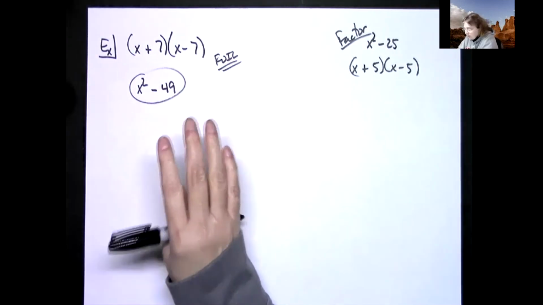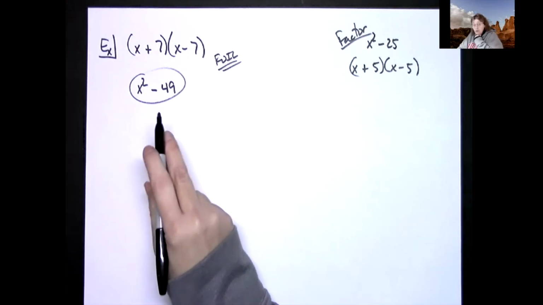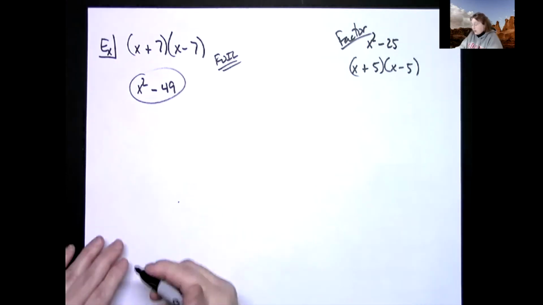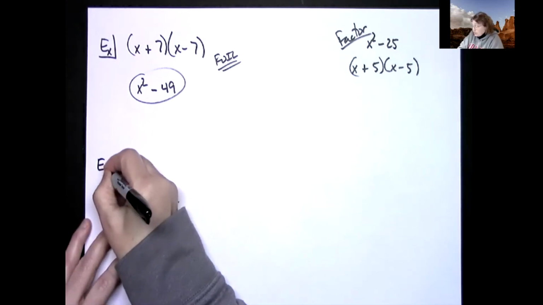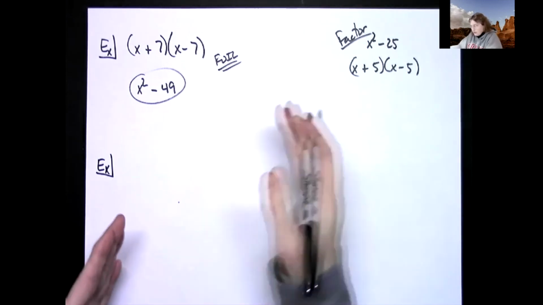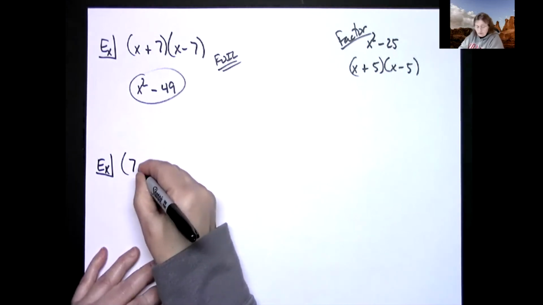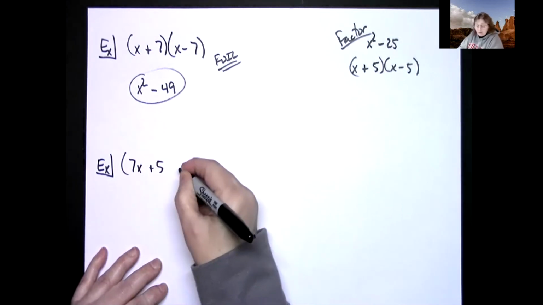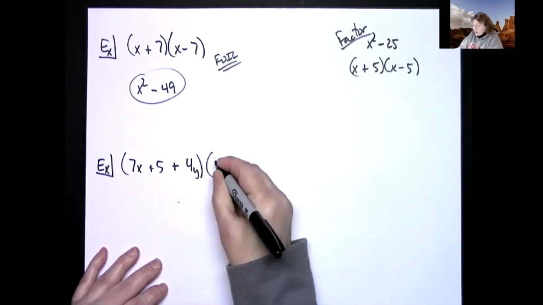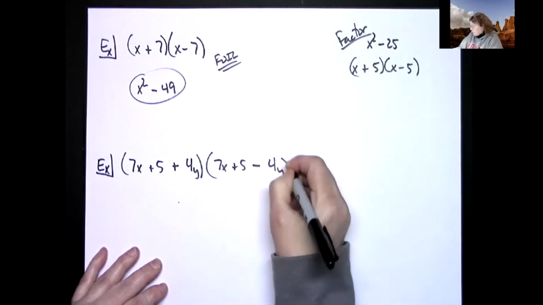So you can FOIL it, okay? But what if they took this concept now and made it a little more fancy? Again, you could use repeated distributive property, or you could use this formula, this idea of factoring the difference of two squares. What if they gave you something like 7x plus 5 plus 4y, and then 7x plus 5 minus 4y?